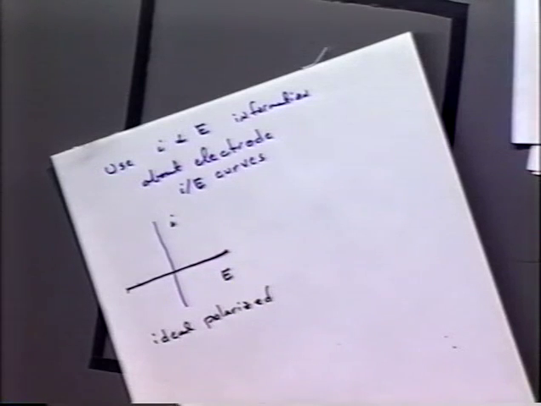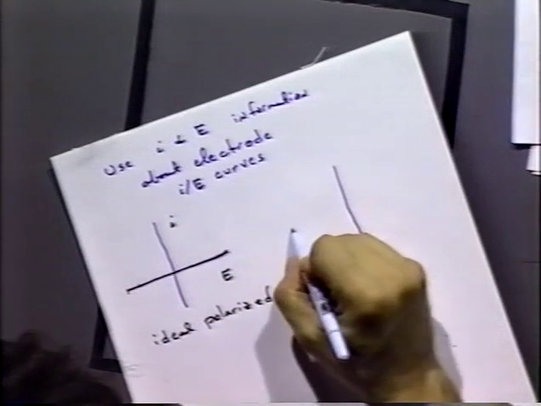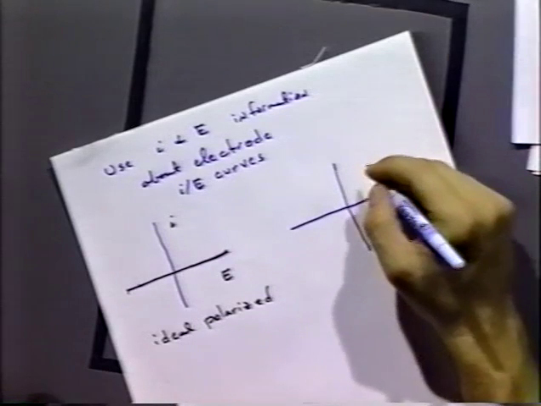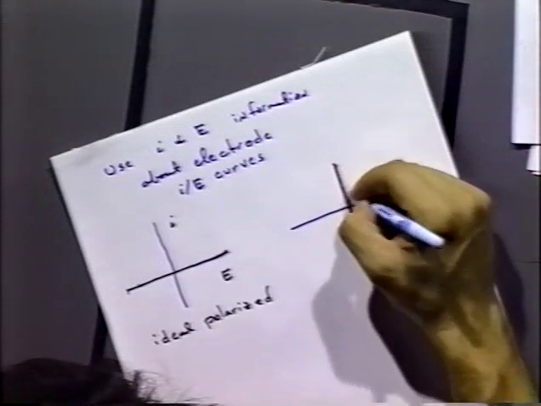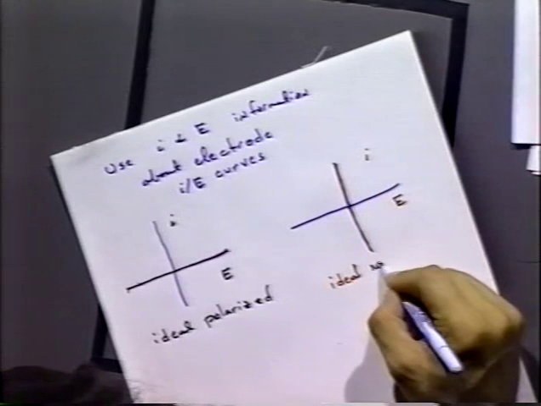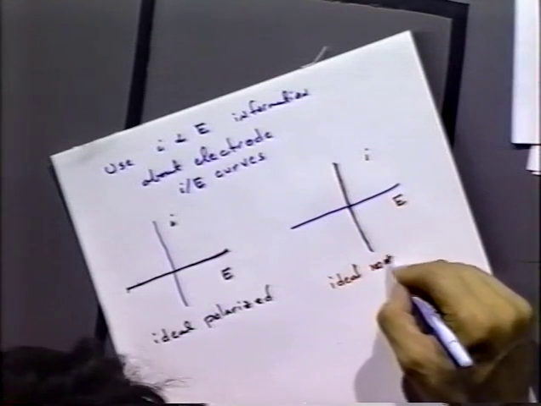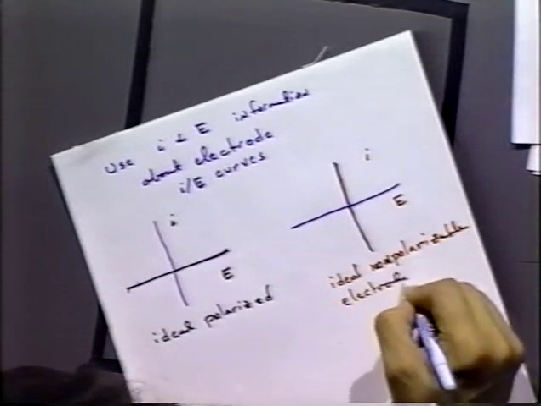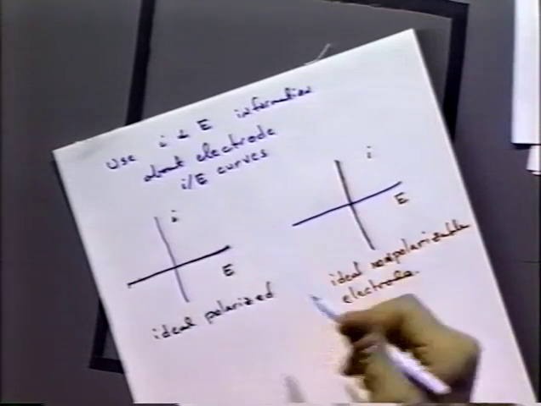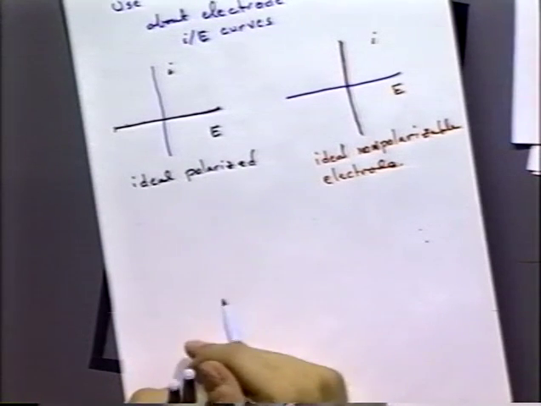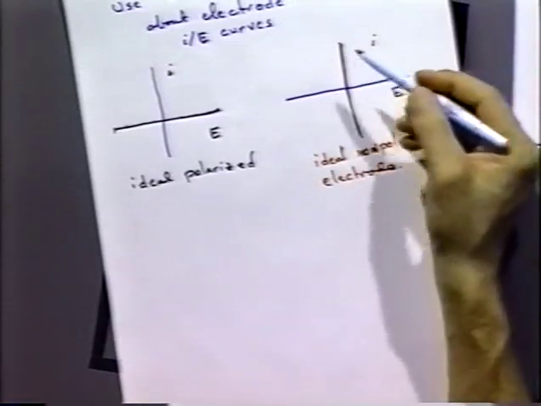And then we have the other type of electrode, which they would call the ideal non-polarizable. So what's that tell you about the rate of the reaction? The ideal polarized electrode means that no matter what potential we apply to the system, we can't get any reaction to occur. So basically the rate of chemical reaction at that system is zero. No matter what we do, we can't get electron transfer to occur to cause chemical change.